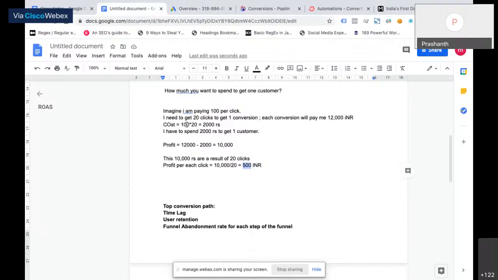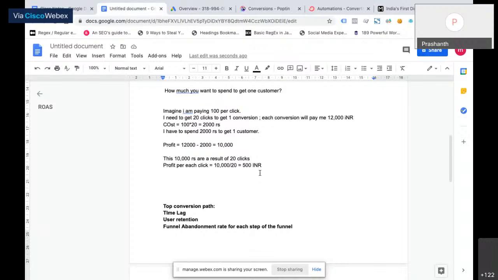Why? 20 clicks you need to get one customer, and that customer is paying 12,000 rupees and the profit is 10,000 rupees, and that 10,000 rupees is a result of 20 clicks. So profit for each click is 10,000 by 20, which is 500. That means for every click you get, you are getting 500 rupees in return. And when you know these numbers, you will not shy away from spending more money, because you know every incremental click gets you an incremental 500 rupees. Are you with me?